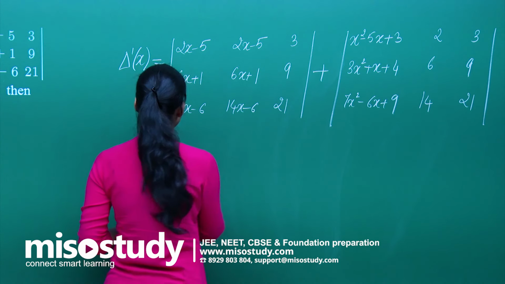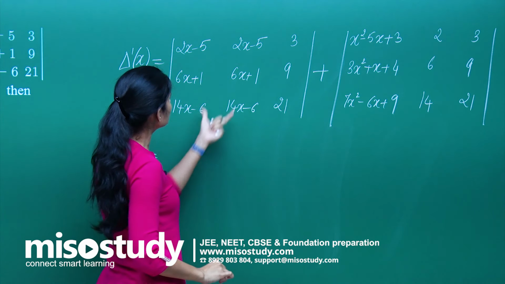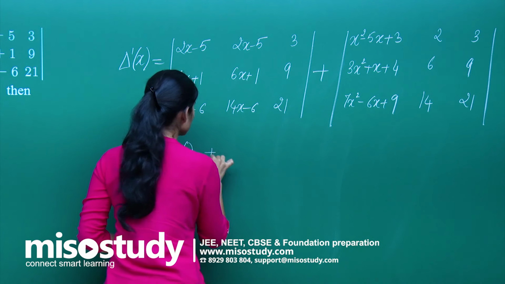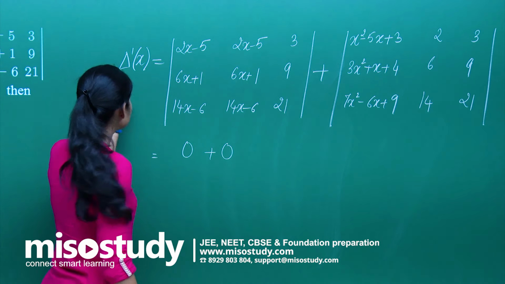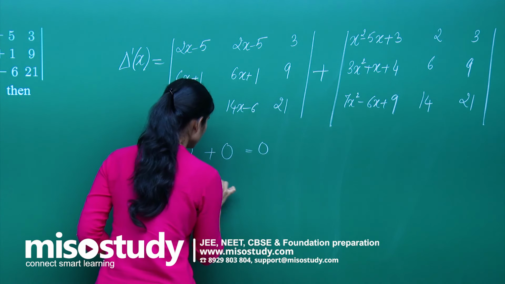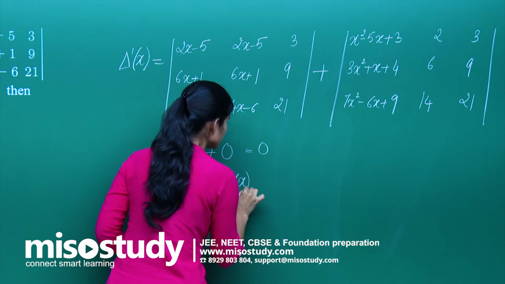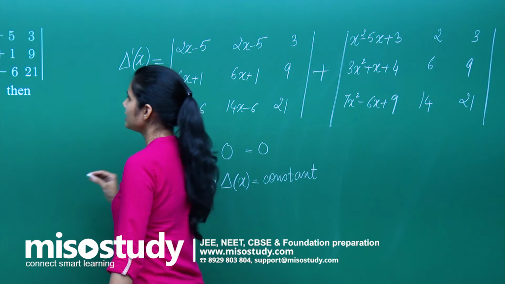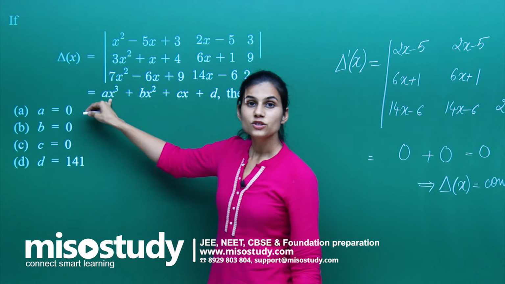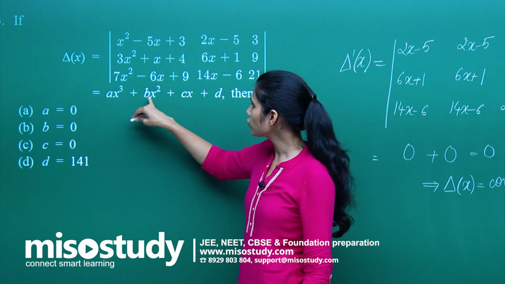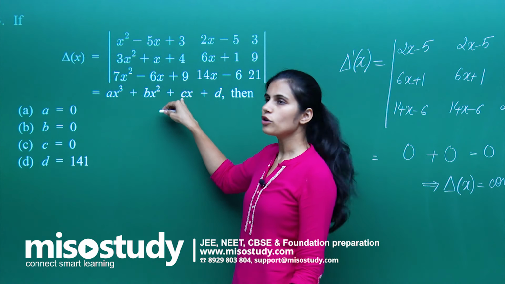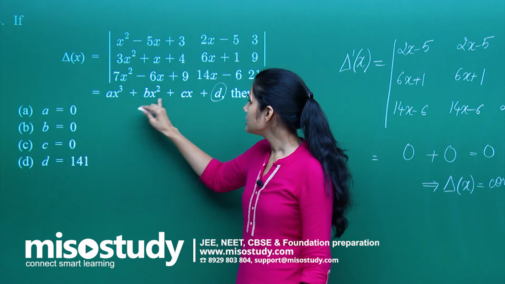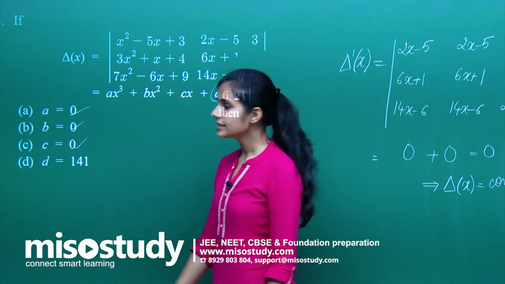Okay. Very easily you can see over here these two columns are same. The value of the determinant is 0. In fact, this determinant is also 0. So you are getting delta dash is actually equal to 0, which means delta is a constant. If delta is a constant, that means there is no non-zero coefficient of x cube, no non-zero coefficient of x square, no non-zero coefficient of x, only this constant term is present. That means a is 0, b is 0 and c is 0.